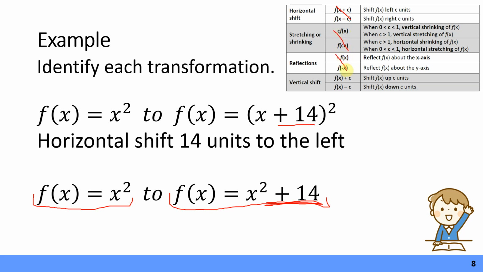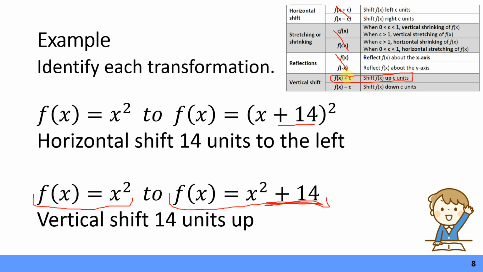This one just deals with negatives, with negative signs. So it's one of these two. And the answer is the one that has the positive. So that means I have a vertical shift up. So the transformation on this one is a vertical shift 14 units up. All right, we have a couple more examples.